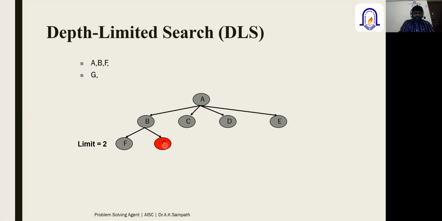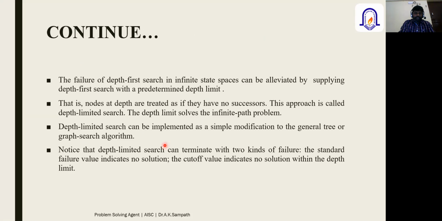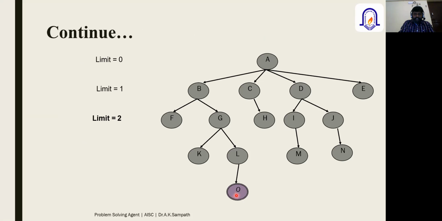One thing I wanted to quickly inform you: according to this diagram, my goal node will be O. Is it clear for all of you? My start node is A and the goal node is O. Sorry, I forgot to inform you at the beginning. For the given tree, I need to search. My goal node is O. I wanted to find whether within the depth limit 2, this goal node is present or not.